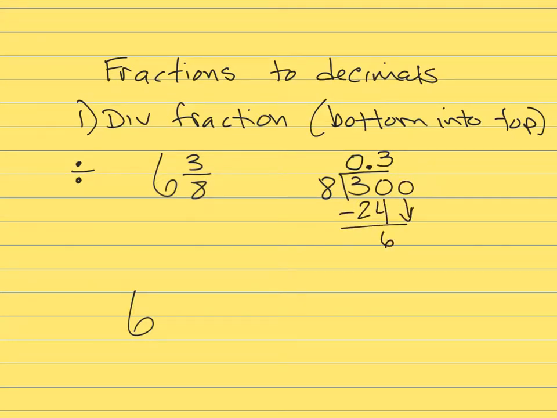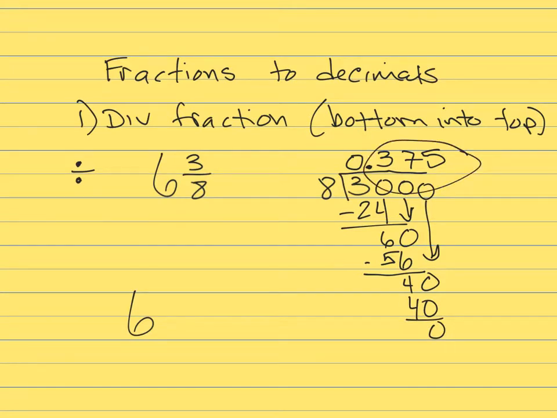Bring down a 0. 8 goes into 60 7 times. That gives me 56. 4 left over. Bring that down. And 8 goes into 40 5 times. 0.375 is the same as 3/8. So that would be my answer.